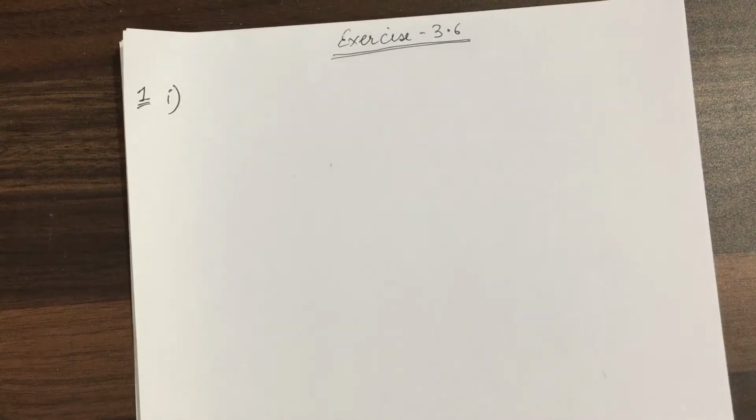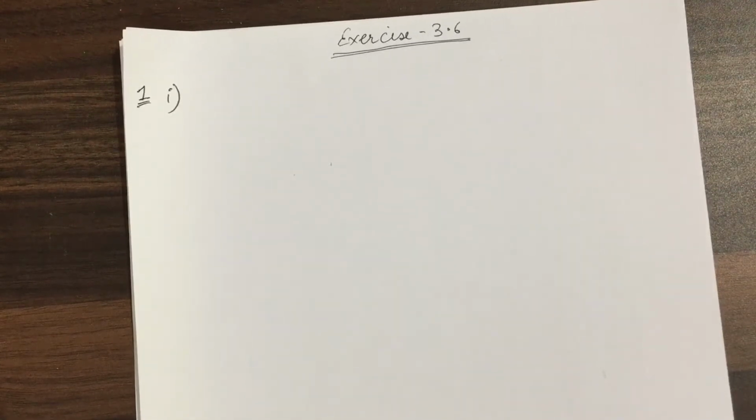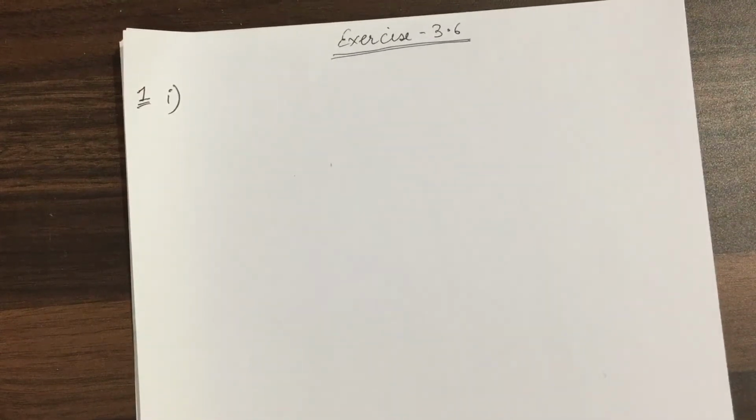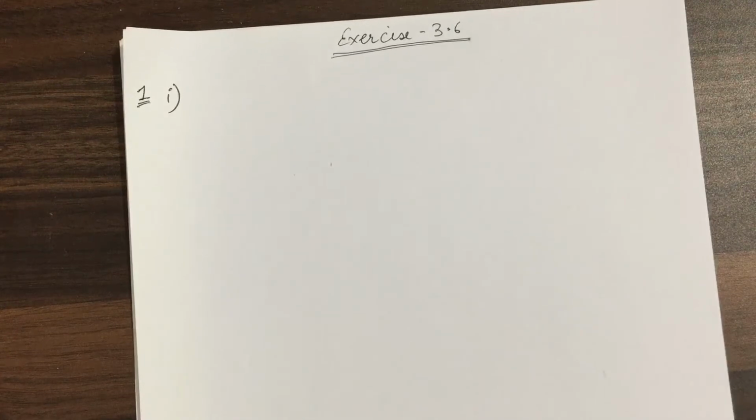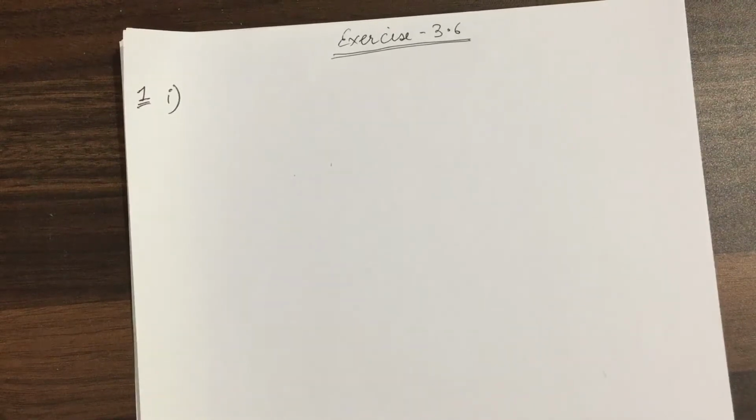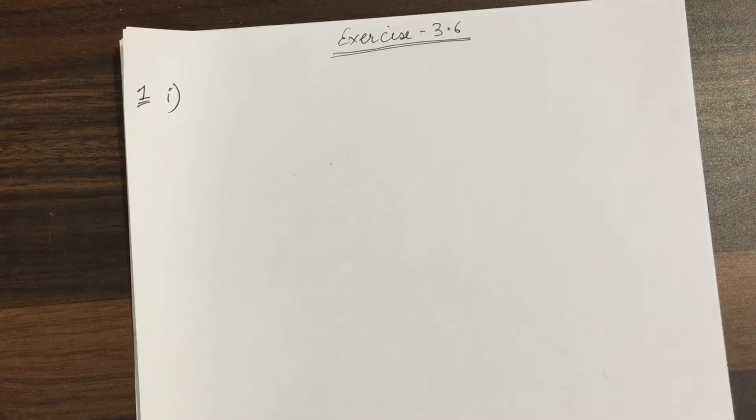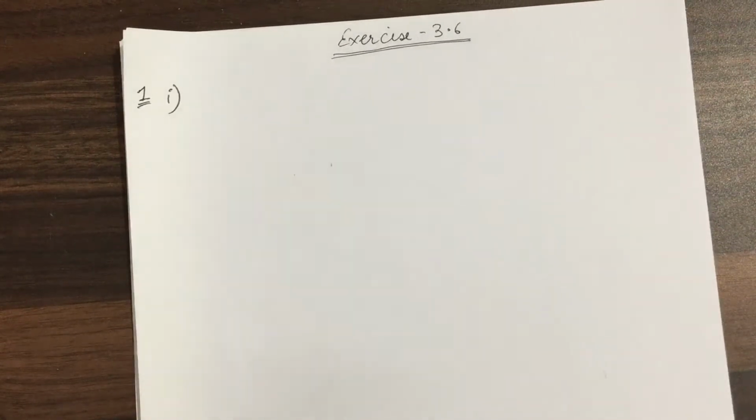As you all know, in the last lecture we discussed exercise 3.5 of chapter 3, Pair of Linear Equations in Two Variables. So today we will discuss question number 1 of exercise 3.6. Here it has 8 parts and we will discuss each part one by one. You must know that this exercise is very important. At least one question comes from this exercise every year.